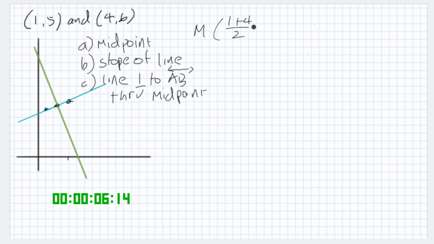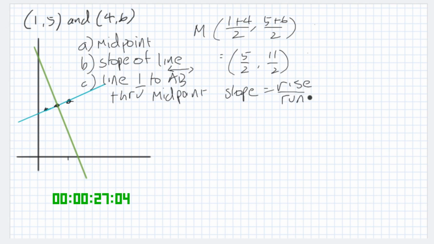First, we find the midpoint by finding the average of the x values and the average of the y values. We find the slope of the segment between the points by dividing the change in y by the change in x. To get the slope of the perpendicular bisector, we divide -1 by the slope we just found.